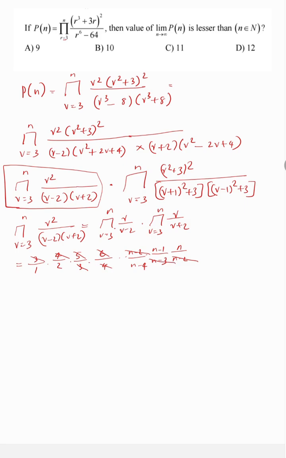N minus 3 will get cancelled by the previous term. N minus 4 will also get cancelled. So for the first pi, if I expand, what is left? In the numerator, n minus 1 and n are left. In the denominator, 1 and 2 are left.